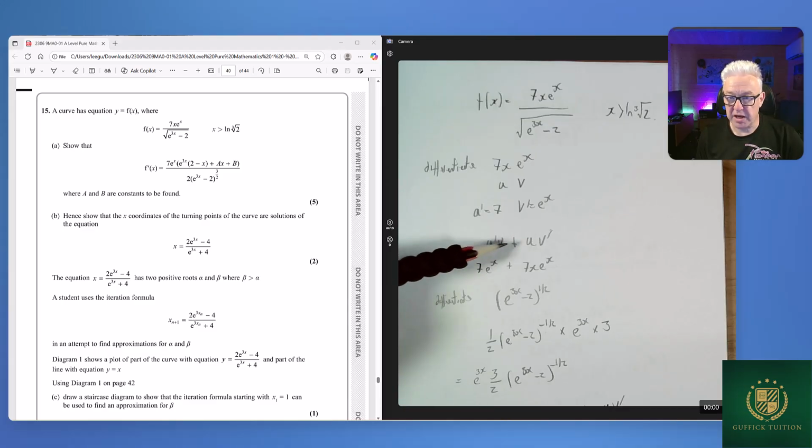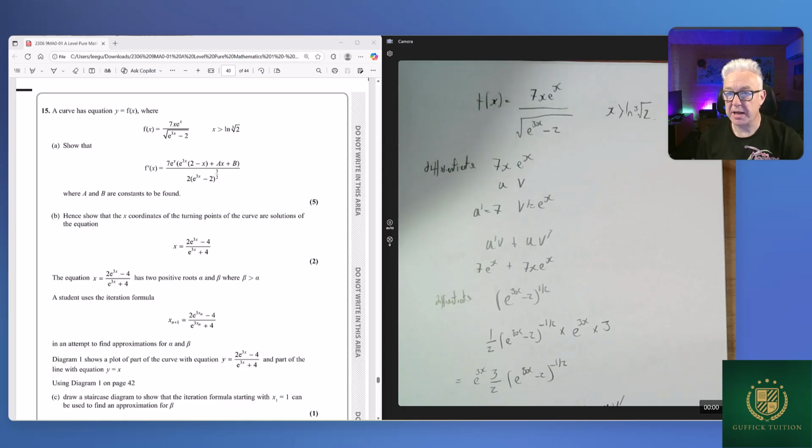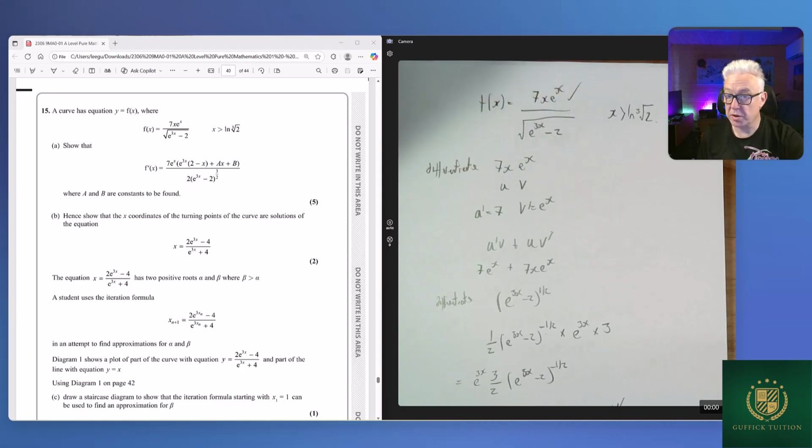The product rule, I always remember it back to front: u dashed v add u v dashed. So we're going to have u dashed is 7 and v is e to the x, u is 7x and v dashed is e to the x. So the derivative is 7 e to the x plus 7x e to the x. Okay, so that's our numerator dealt with. We know what the derivative of the numerator is.